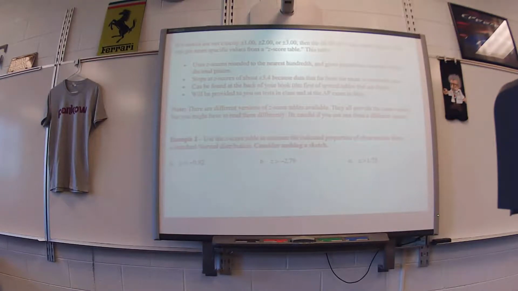Okay, this is in the formula packet. So this is just a duplicate of what you already have, but I'm giving you just a page of what we call the z-score table.